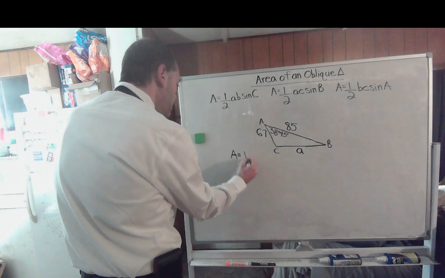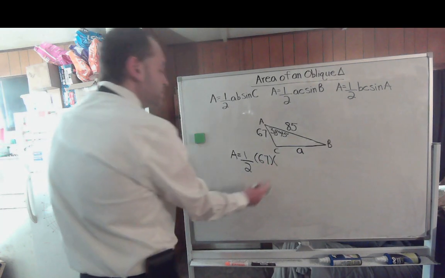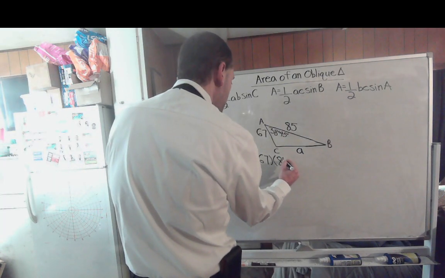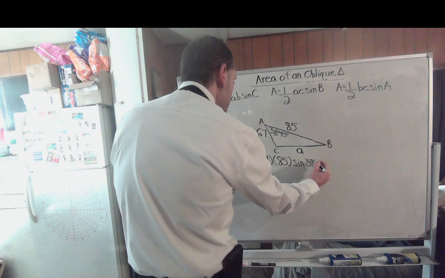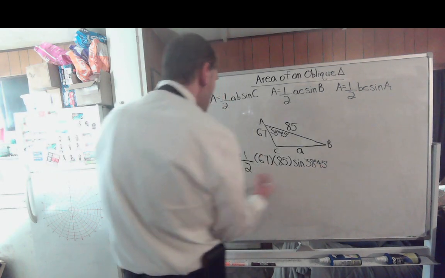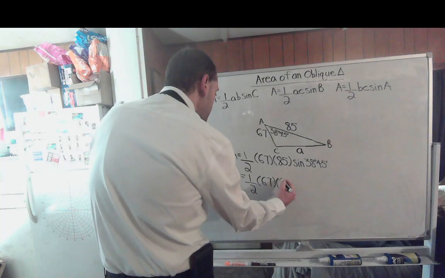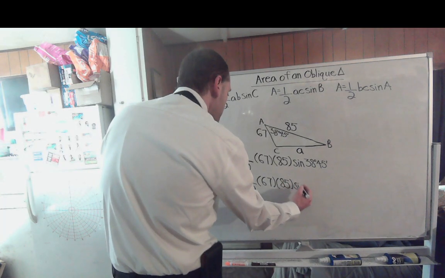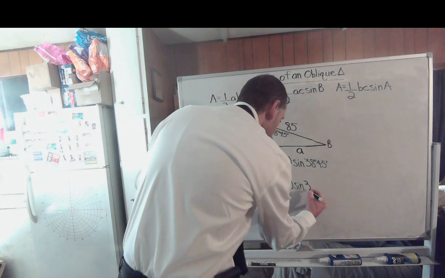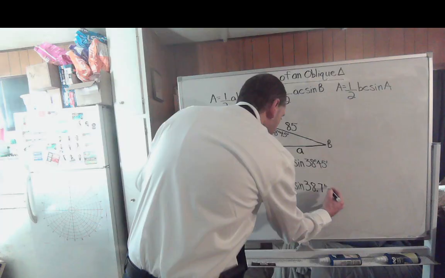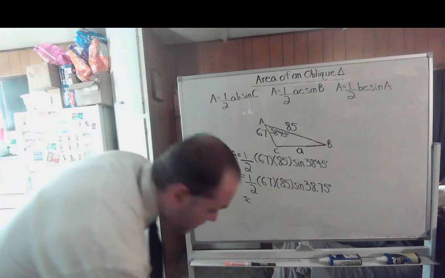So area would equal 1/2 times side B, which is 67, times side C, which is 85, times the sine of 38 degrees and 45 minutes. Well, this would turn into 1/2 times 67 times 85 times the sine of, alright, so what's 38 degrees and 45 minutes? That's 3/4 of a degree, so that would be the sine of 38.75 degrees. Now we should be able to get a 2 decimal place approximation for the area of this triangle.